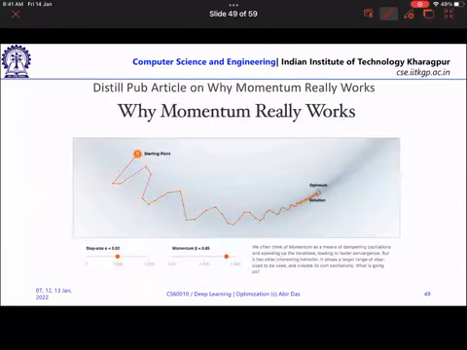This is a distill.pub article. Distill is an OpenAI started blog. I think they have probably discontinued it now, and it tried to publish blogs of publication quality, and people have actually cited their blogs in papers also. If you slide these, this is a well-written blog. You can see why momentum really works and the idea behind it.